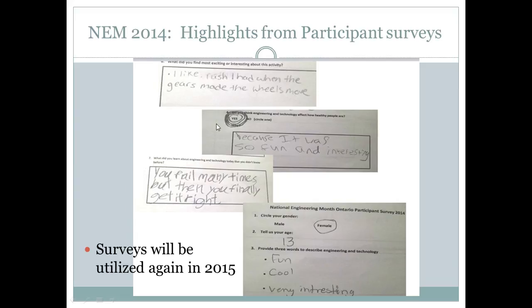I really like the emphatic circle around this, because they really got the message there. Here's a message about being resilient and continuing to try over and over again. Definitely important. Whenever you're innovating, you need to be resilient and keep trying. And this one at the bottom, here's a 13-year-old girl who thinks engineering and technology is fun, cool, and very interesting. That's exactly what we're after. This really validates our messaging and shows that we're moving in the right direction.